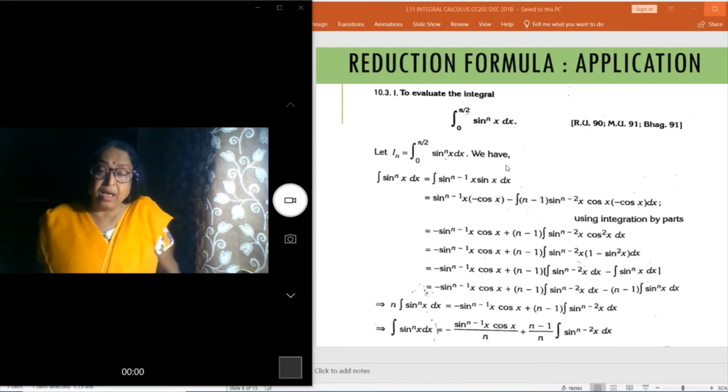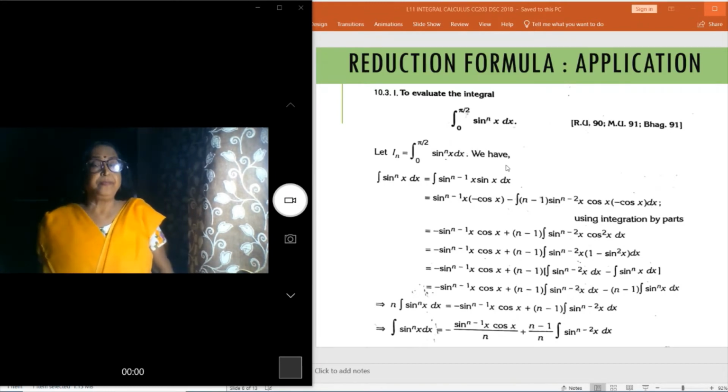So again, now putting the limit, if the limit is from 0 to pi by 2, after putting this limit we get I n is equal to n minus 1 by n into I n minus 2. Again, I n minus 2 can be written as n minus 3 divided by n minus 2 into I n minus 4. Then I n minus 4 can be written as you can see on your screen.